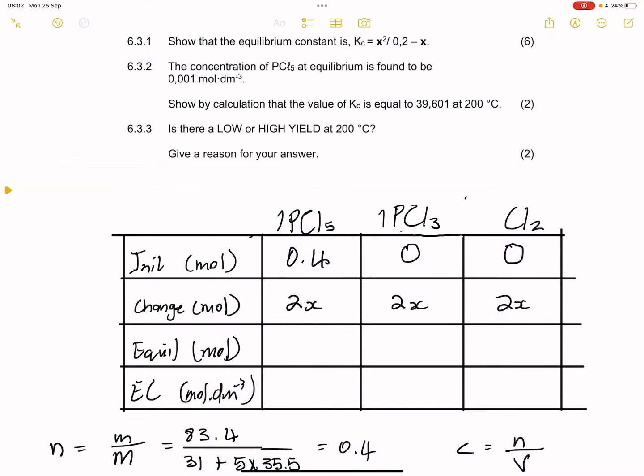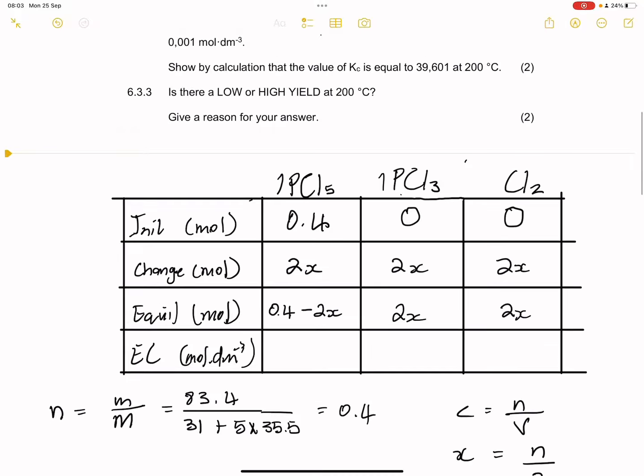And at the end, we'll have 0.4 minus 2x. This is for PCl5. I started with 0.4, I used 2x, so I've got 0.4 minus 2x. I started with nothing and I produced 2x, so I've got 2x at the end. And for the other, I also started with nothing, produced 2x, and I've got 2x at the end.